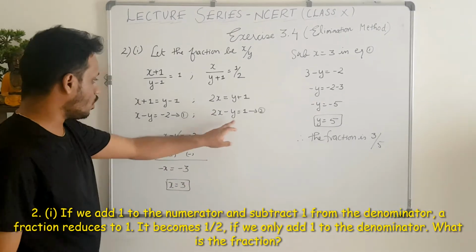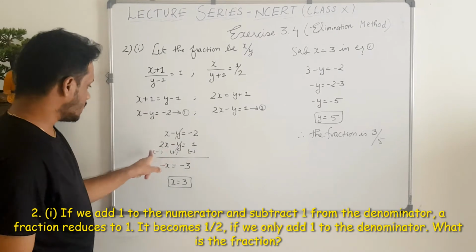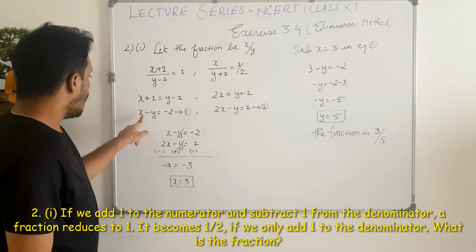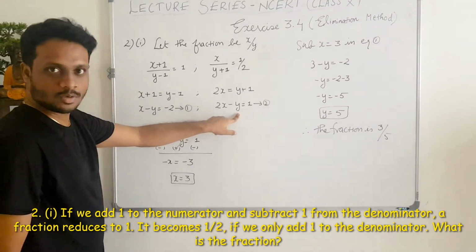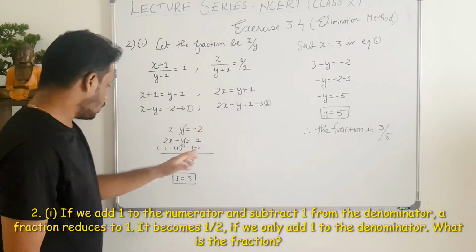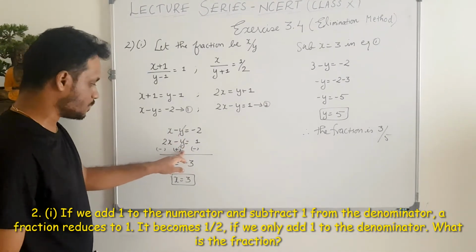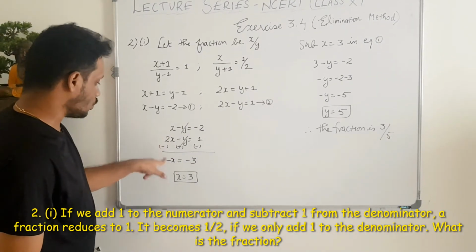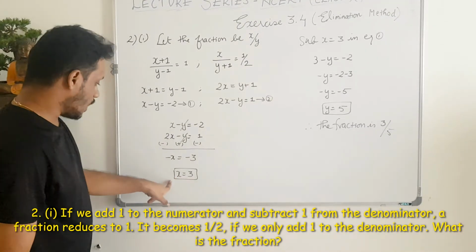Now we have to solve these two equations by elimination method. I have written the first equation and the second equation as it is. I am not multiplying or dividing with anything because I already have minus y and minus y. Just when I subtract them, this equation y will get cancelled away. So I am just changing the signs of the second equation. So my minus y and this plus y gets cancelled off. So here I have 1x minus 2x, which is minus x, and minus 2 minus 1, which is minus 3. So x will become 3.